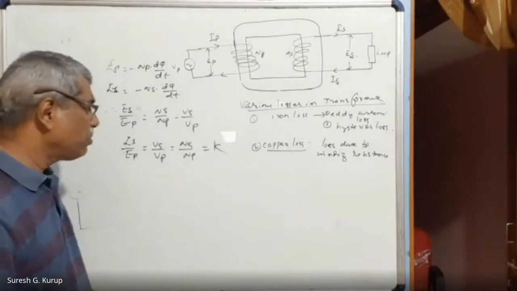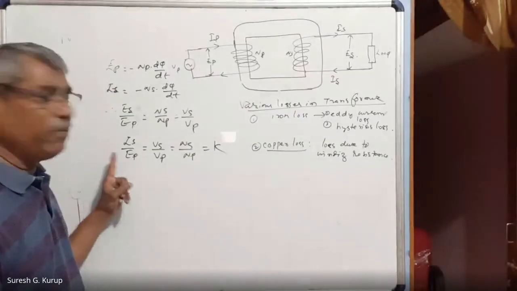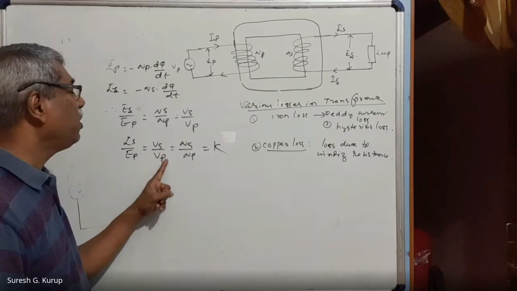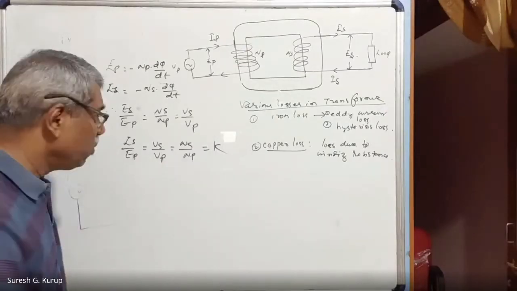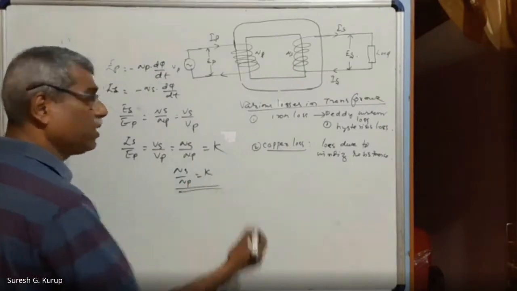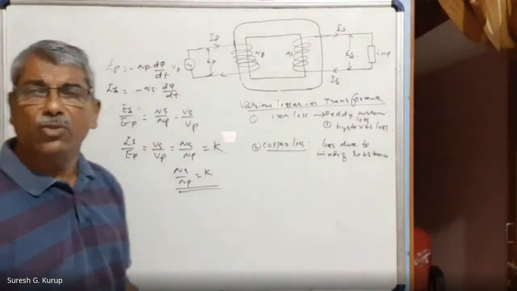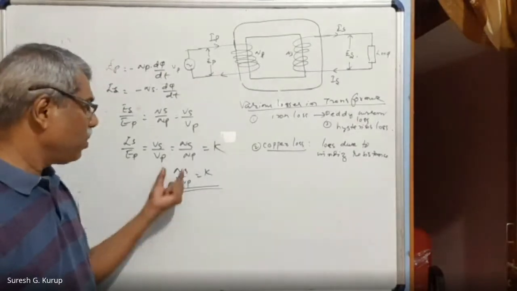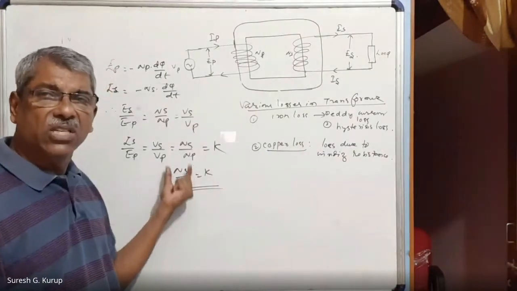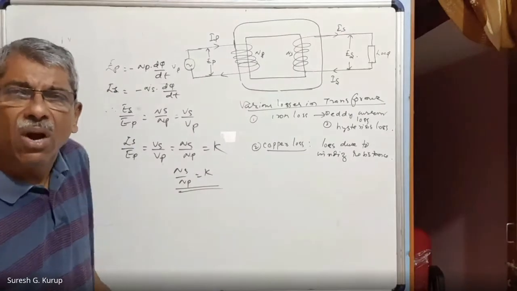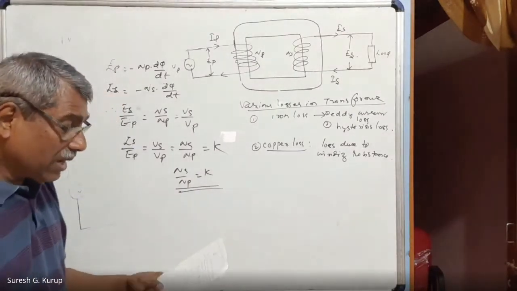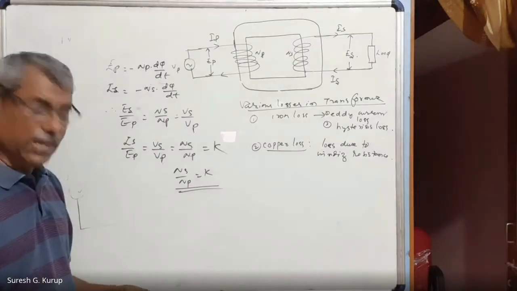Now onwards we will exclude ES by EP, but Vs by Vp is equal to NS by NP is equal to K. Or simply you will write NS by NP is equal to K. And this is what is called a transformer turn ratio, because this is number of turns in the secondary and number of turns in the primary. This is called transformer turn ratio or transformation ratio, right? K is equal to Ns by Np.